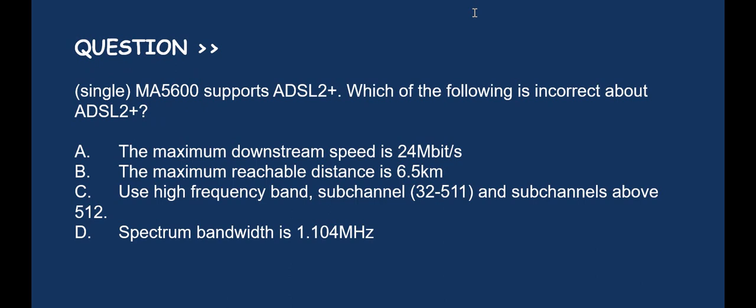MA5600 supports ADSL2+. Which of the following is incorrect about the ADSL2+? Option A. The maximum downstream speed is 24 Mbit per second. Option B. The maximum reachable distance is 6.5 km. Option C. Use high frequency band subchannel 32 to 511 and subchannels above 512. Option D. Spectrum bandwidth is 1.104 MHz. The correct answer is option D.